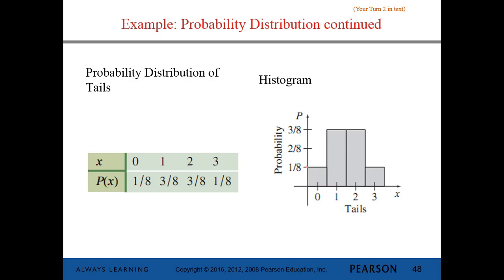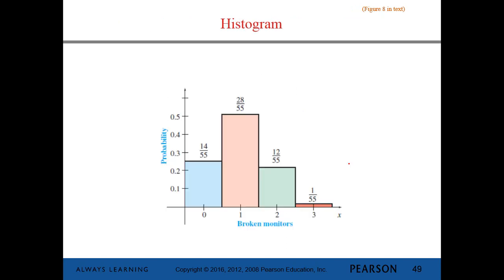The heights of the bars correspond to their probability. So all you have to do is draw a rectangle at the height of the probability. At 0, you're going to have a probability height of 1/8, and then 3/8, and then 3/8, and then 1/8. And notice how it's a nice symmetric histogram. Again, you have to make sure they're touching.